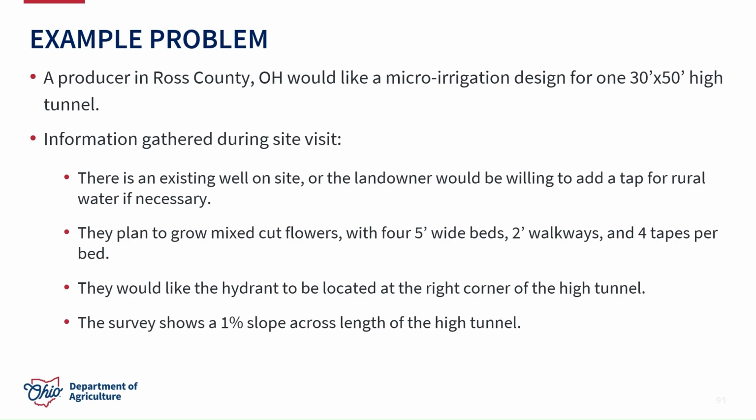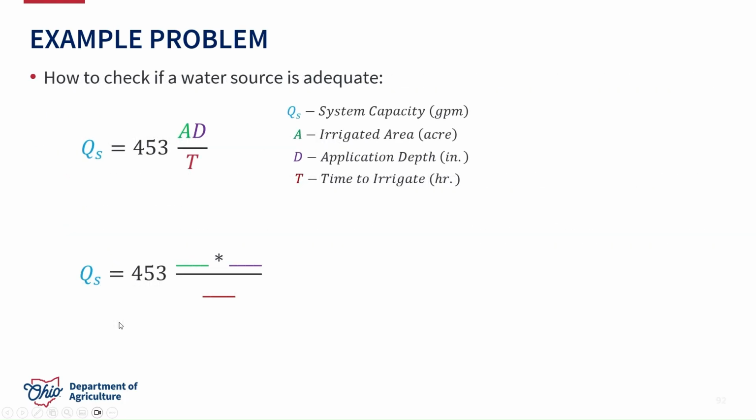We know that they want to have their hydrant located in the top right corner of the high tunnel, and when we got back in the office, our survey showed a slope of 1% across the length of that high tunnel. So the first thing that we're going to need to determine is if our well is going to be able to provide enough water for our system. If the landowner is not aware of the flow rate of their well, we might be able to look on ODNR's water well database to obtain a well log.